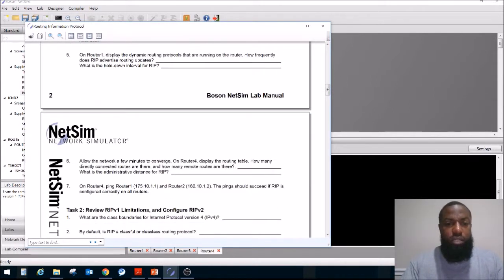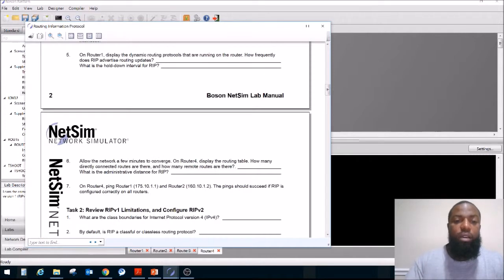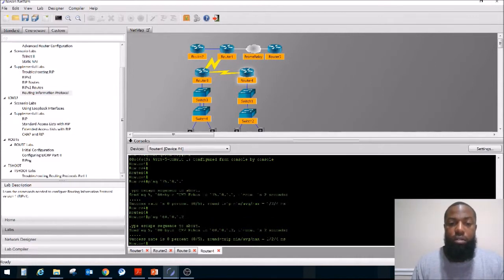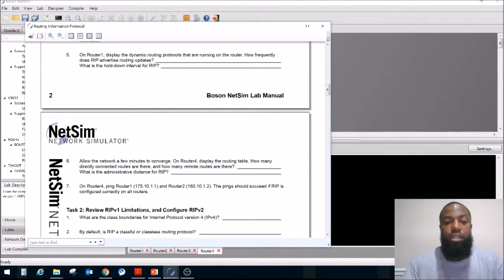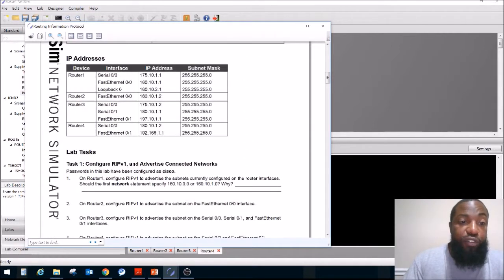Interesting. Can we ping router 2? Let's see if we can ping router 2, because we didn't get a reply on that one. Ping 160.10.1.2. No replies. Okay, it said the ping should succeed if we configured it correctly, so obviously we didn't configure them correctly. Let's go to router 4 and figure out this problem here.